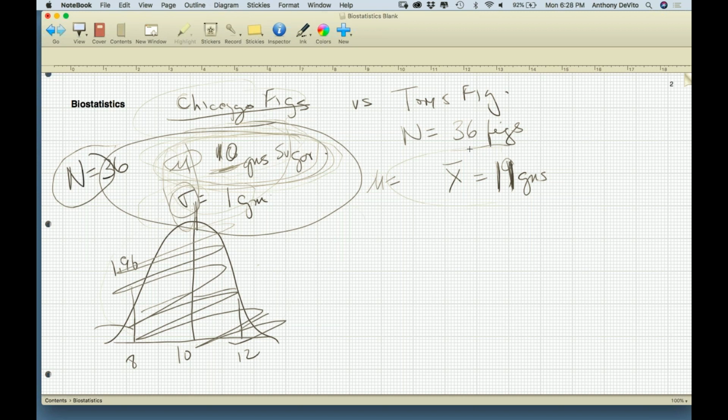Okay. So now, if I sample 36 figs, what's my confidence interval for the true mean, for what the true mean is for the level of sugar in my figs? Well, the way I would figure that out is I would say X bar plus or minus. Well, this is a pretty big sample, right? I could argue that's a big enough sample that I'm going to use the z-score. I'm not going to worry about using the t-test. I'm going to use the z-score.